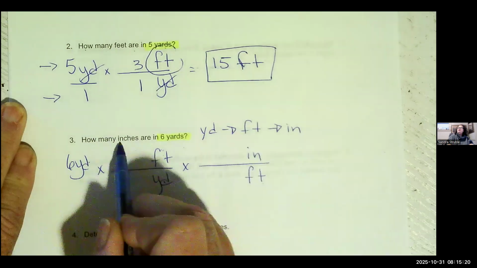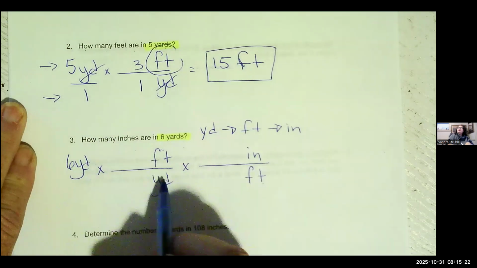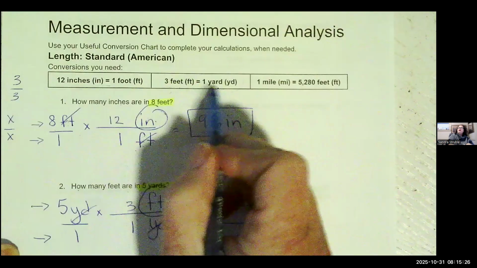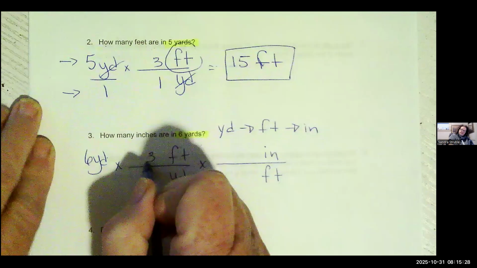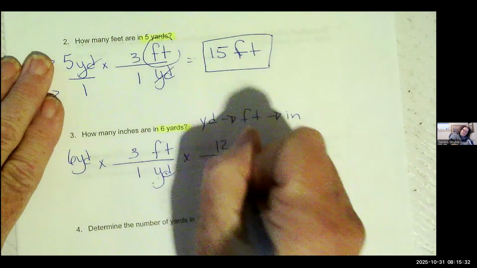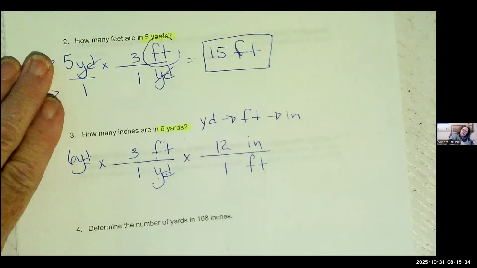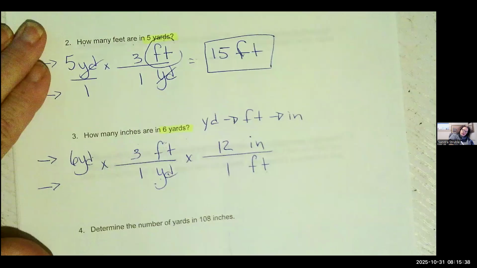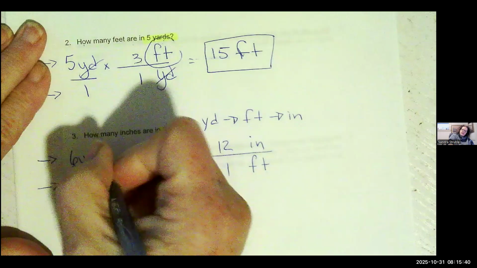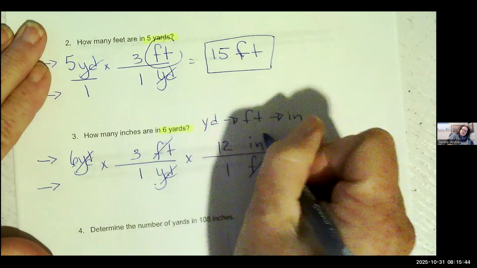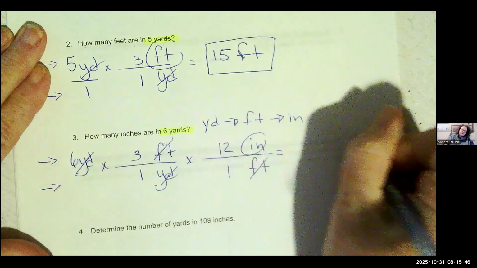Once I get my units set up, I plug in my numbers. There's 3 feet in a yard, and there's 12 inches in a foot. All right. Now, again, multiplying straight across. 6, well, let's go ahead and get rid of our units. Yard on top, yard on bottom, feet on top, feet on bottom, left with inches. Sweet. 6 times 3 times 12.